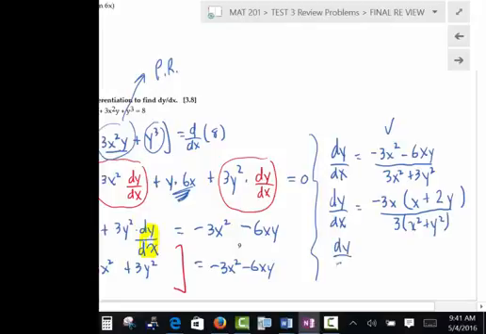So then we'd have dy over dx. You can cross the 3's out. And you would have negative x times x plus 2y. You can just leave it in a factored form over x squared plus y squared, like that.